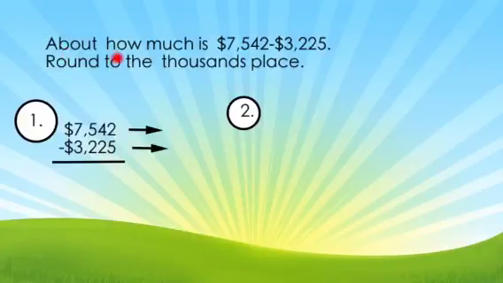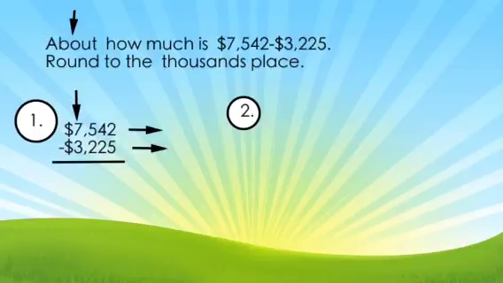Okay, you guys, here's our second problem. It says, about how much is 7,542 minus 3,225? Round to the thousands place. If we didn't see this, we would know that we still needed to round because of this word right here. About. About tells us that we're going to round. So what we need to do now is round to the thousands place, and of course we're subtracting, it says so right here. So here's my problem already written out, and I'm going to round to the thousands place.